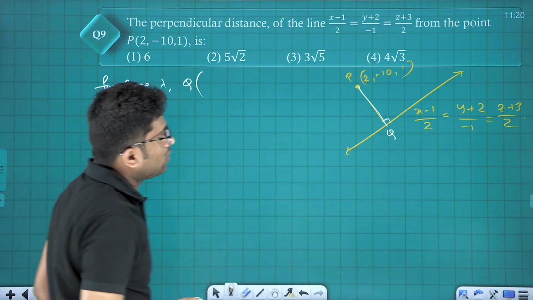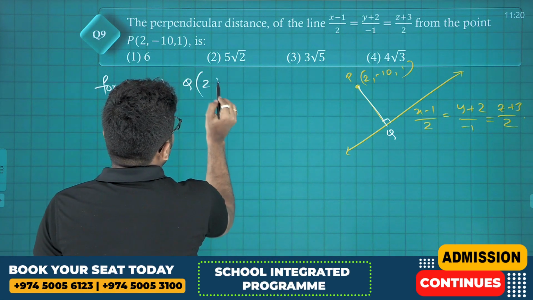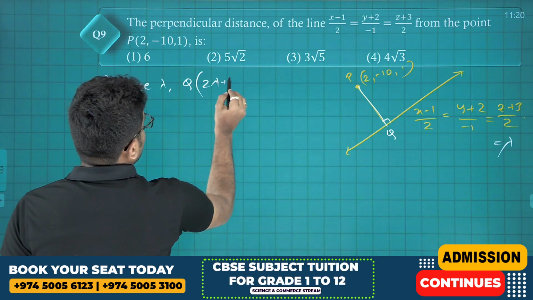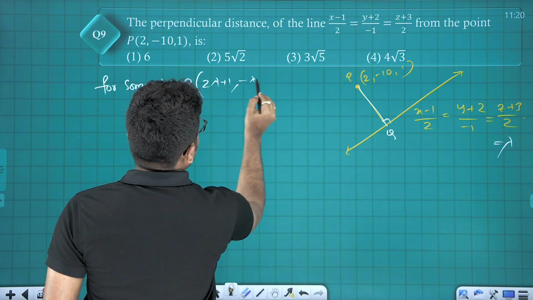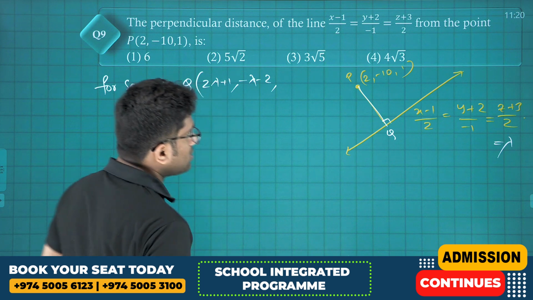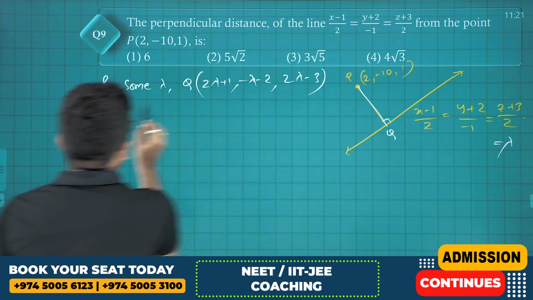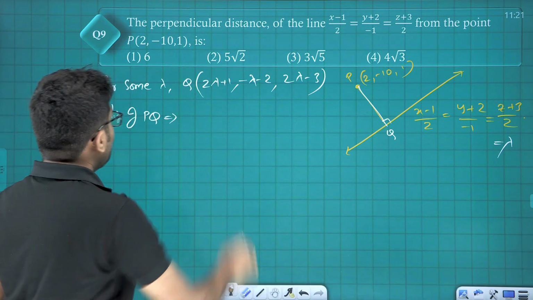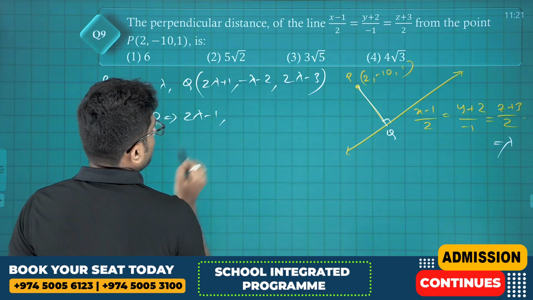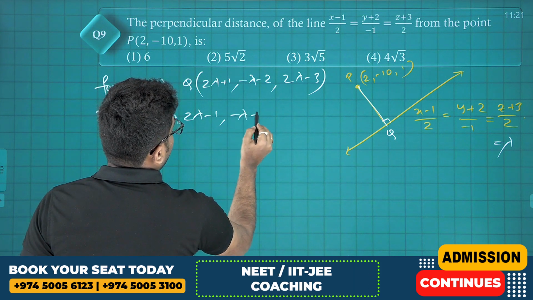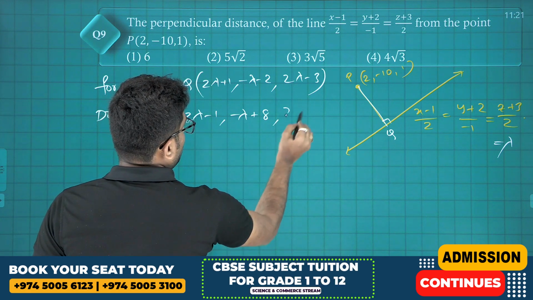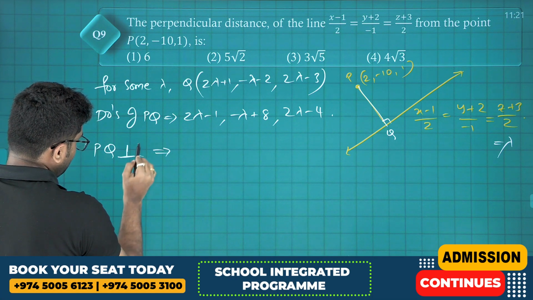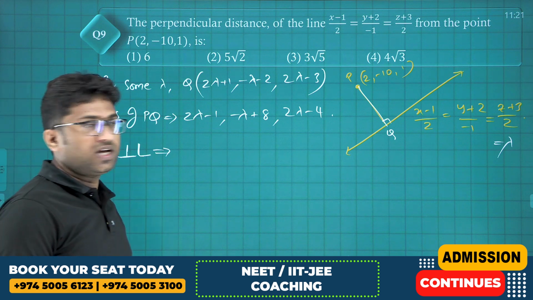For some lambda, what are the coordinates of Q? I am equating the ratio to lambda. So 2 lambda plus 1, next minus lambda minus 2, 2 lambda minus 3. Now what are the DRs of PQ? Same story. DRs of PQ will be 2 lambda plus 1 minus 2, that is 2 lambda minus 1, minus lambda plus 8, 2 lambda minus 4. So PQ is perpendicular to L, which implies the dot product of these two DRs will be equal to 0.